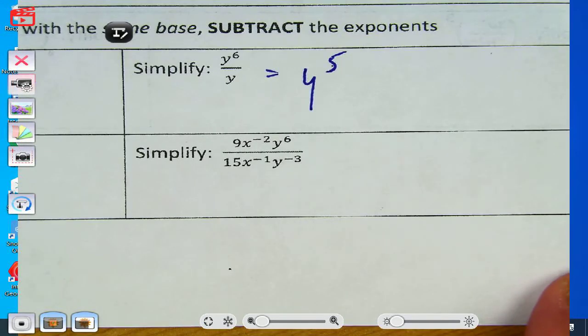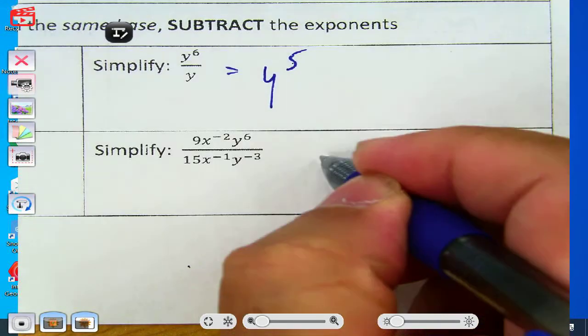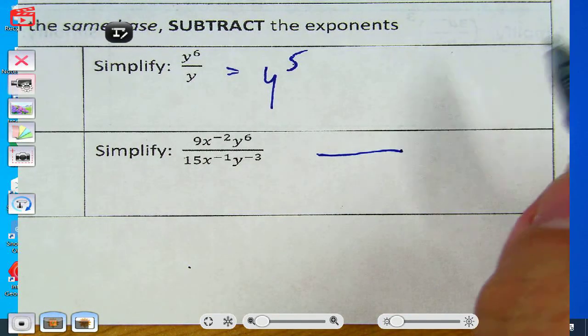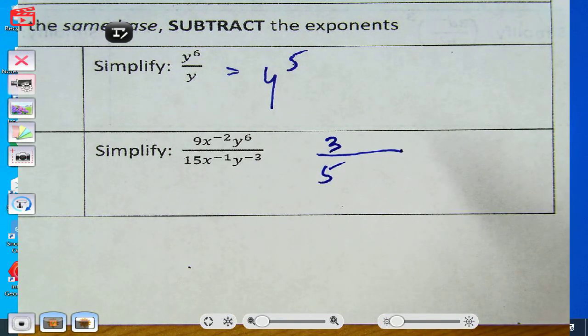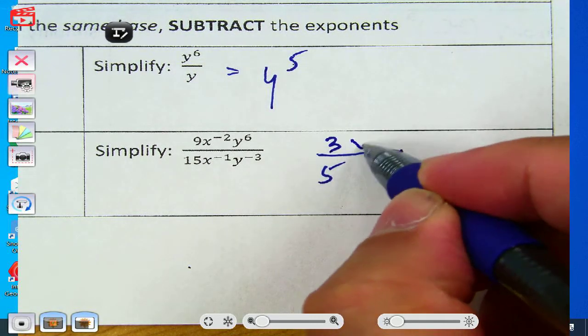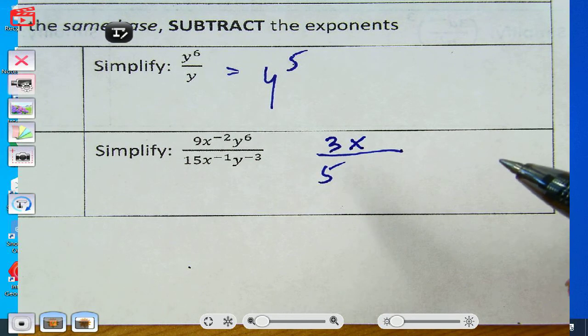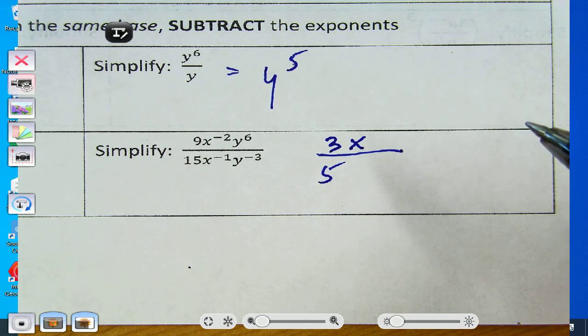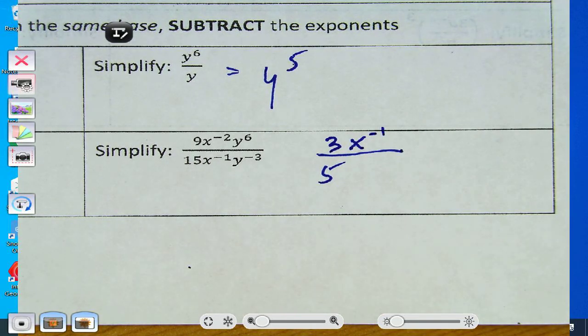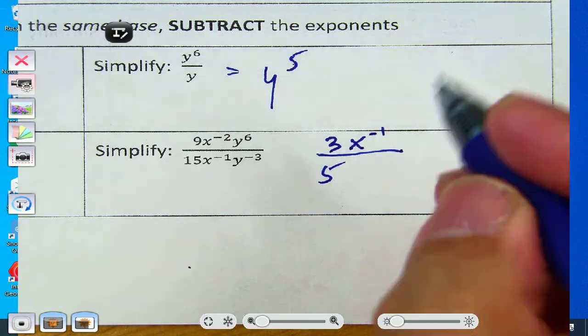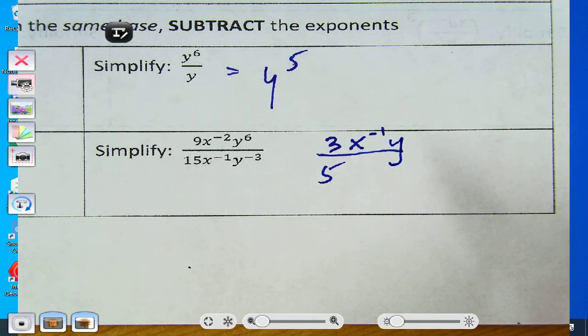All right, next example. 9/15, they're just coefficients, so you reduce them like normal. 3 goes into 9 and 15, so it'll be 3/5. Now, I'm going to do this one in 2 steps to avoid confusion. So you're going to do -2 minus -1. What's -2 minus -1? Negative 3. Let's try it one more time. What's -2 minus -1? Negative 1. Right, because minus a negative is a plus. And what is 6 minus -3?